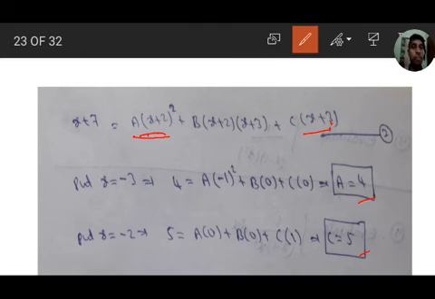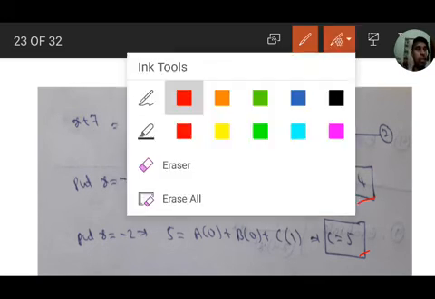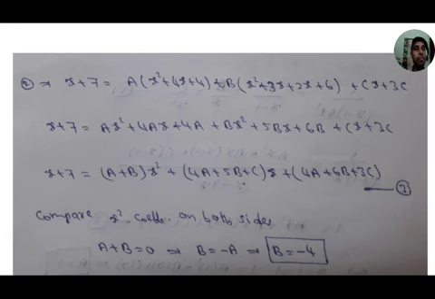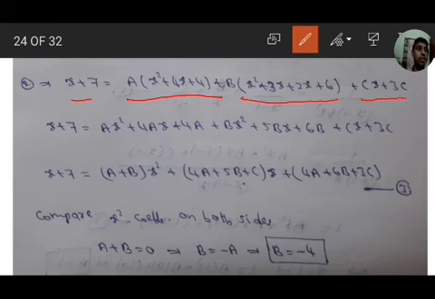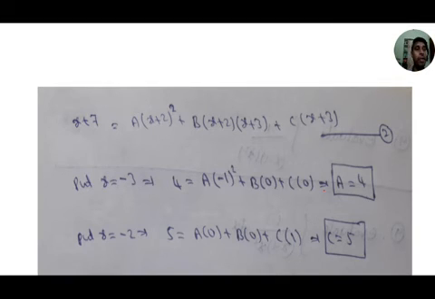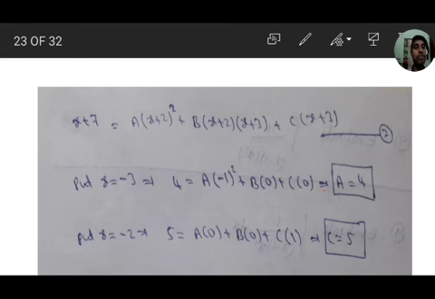Equation 2, by simplifying: x plus 2 whole square, a plus b whole square, and multiplying, and here also multiply. From equation 2, simplifying, we get x plus 7 equals a into x square plus 4x plus 4, plus b into x square plus 3x plus 2x plus 6, plus cx plus 3c. Only multiplying: cx plus 3c, x square plus 3x plus 2x plus 6, and here x square plus 4x plus 4.